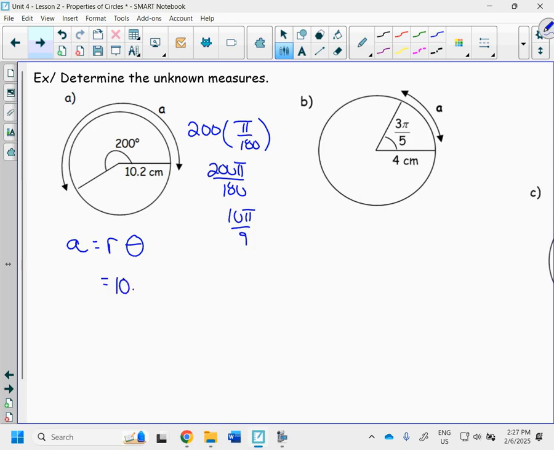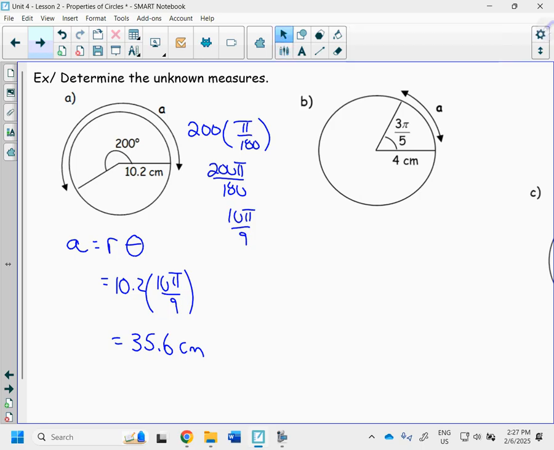So my radius is 10.2. I got 10 pi over 9. Multiply them together. And because I have decimals for my radius, let's use decimals for my answer. And how about 35.6 centimeters? That's the 3 sig figs. Use your pi button in there. Hey, you guys can try B.